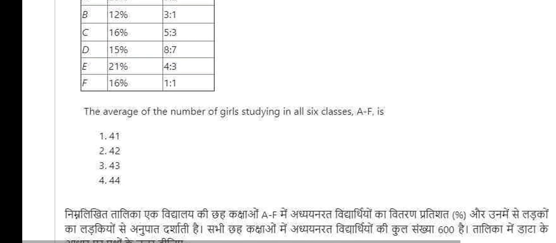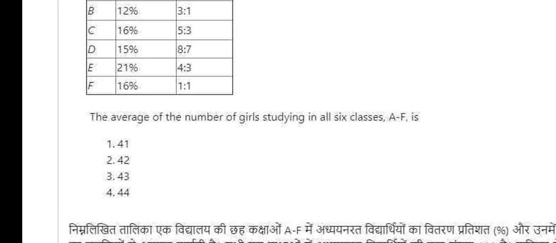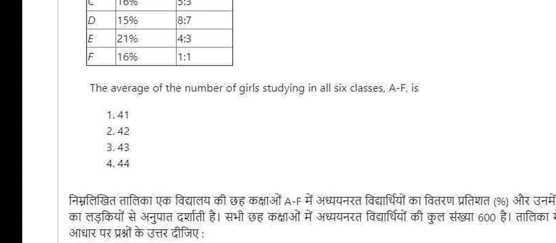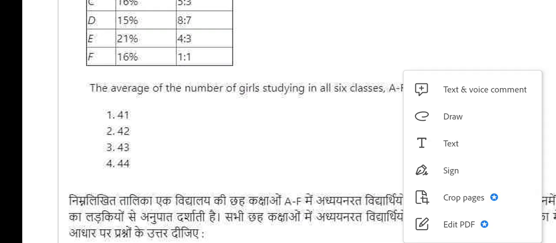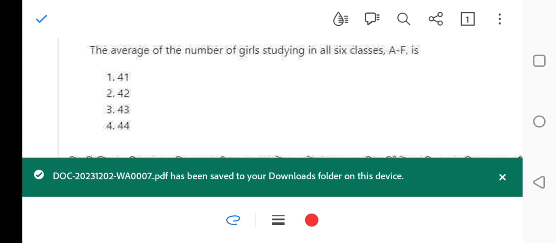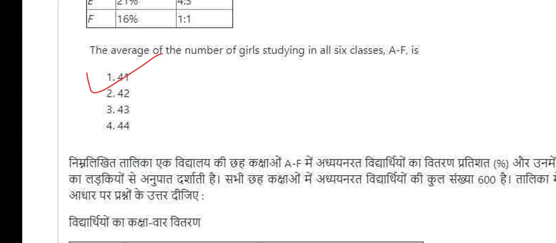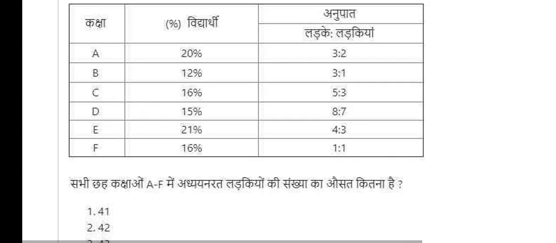Now, the first question that we have got is: the average of the number of girls studying in all 6 classes A to F is what? 41, 42, 43, 44. According to my perspective, it will be number 1, that is 41. But please try to verify it. Please try to solve by yourself and then only believe it. Do not treat my answer as an absolute truth.